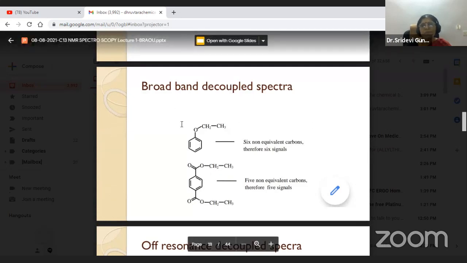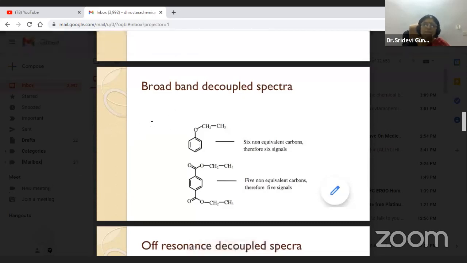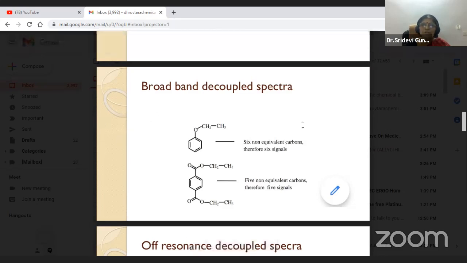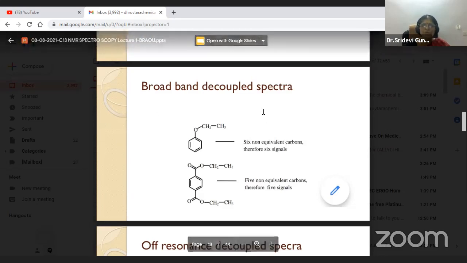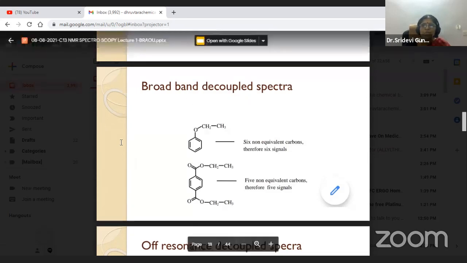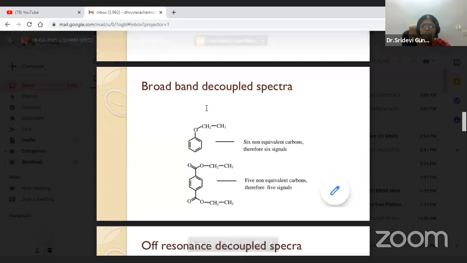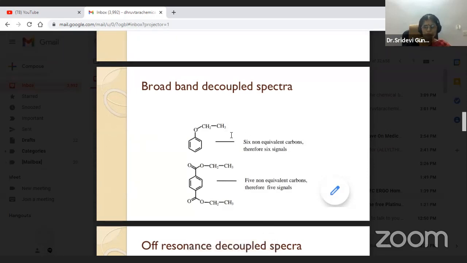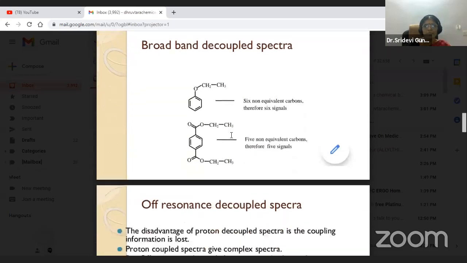So in the organic world, whatever sample you are dealing with, whatever structure you are looking at, all the protons present in that molecule are decoupled. So you will be able to see only carbons. That means the couplings due to carbon and hydrogen will not be observed. So the number of signals will be equivalent to the number of non-equivalent carbons present in the molecule.